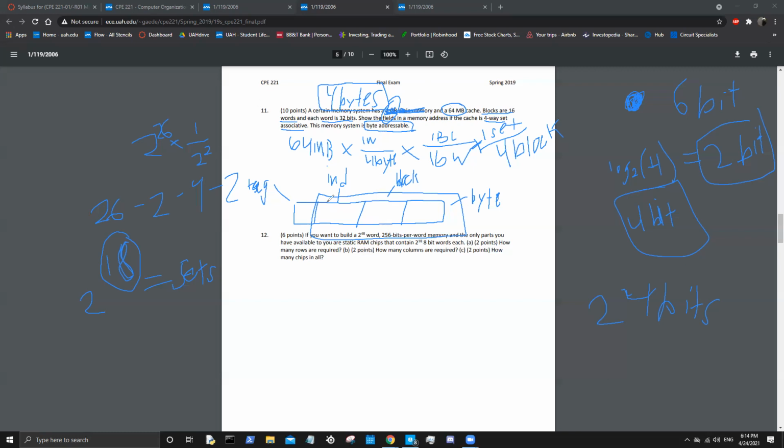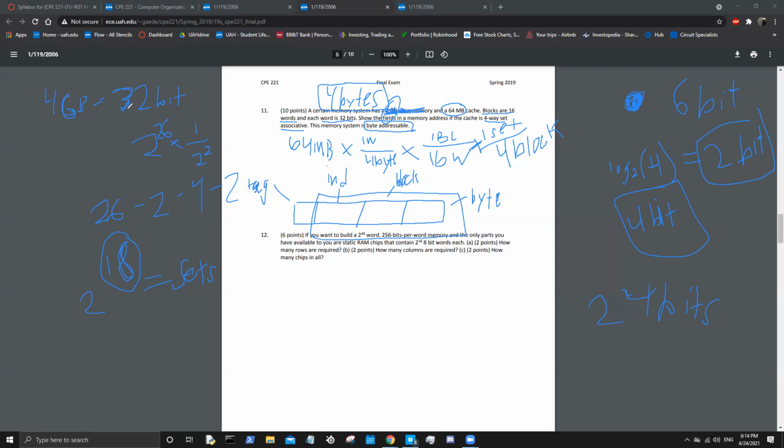So total address length is going to come from this. In order to address 4 gigabytes of memory, this is just something you can memorize, 4 gigabytes requires 32 bits to address. So this would be our total address amount. This is how much address you need in total in order to access any portion in here and move it to the cache and so on and so forth.